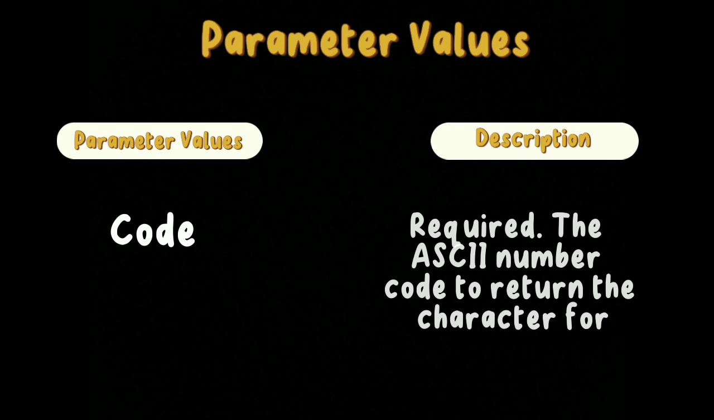Here are the parameter values in CHAR. Parameter: code. Description: required, the ASCII number code to return the character for.